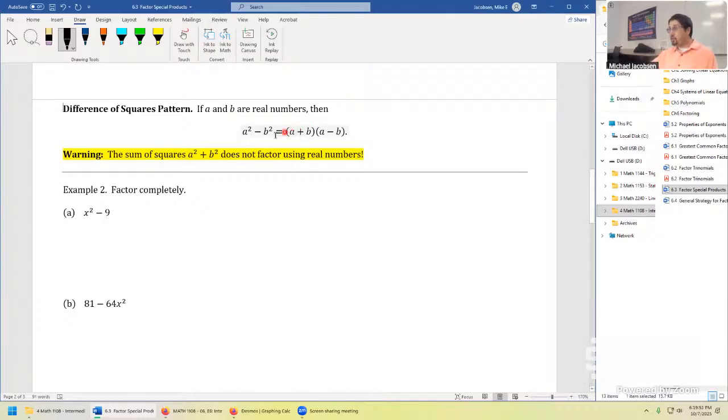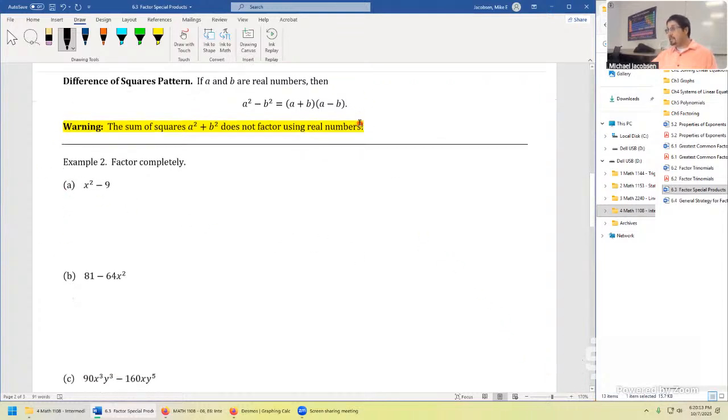And it comes with another warning. The difference of squares pattern, a squared minus b squared, automatically factors in the correct way, but the sum of squares does not. If you're using ordinary real numbers, a squared plus b squared is non-factorable, which is a pretty weird fact. We'll look into that on the examples down below for some similar problems.